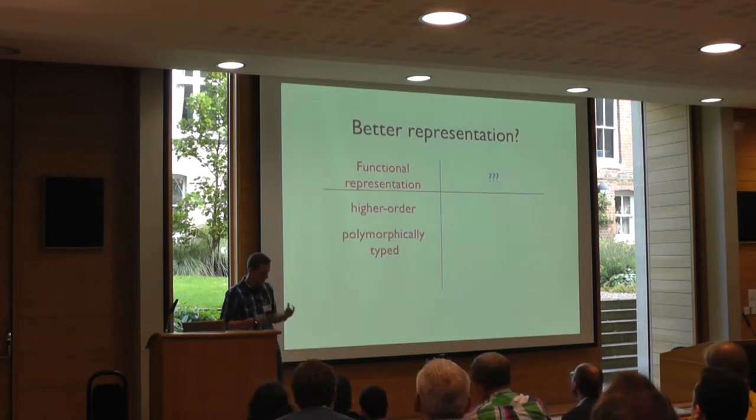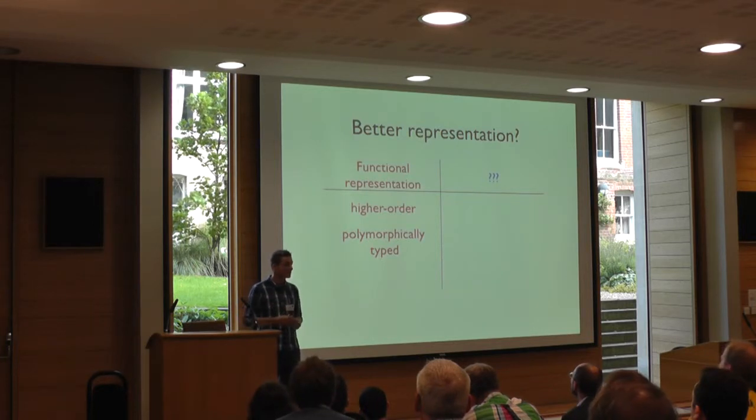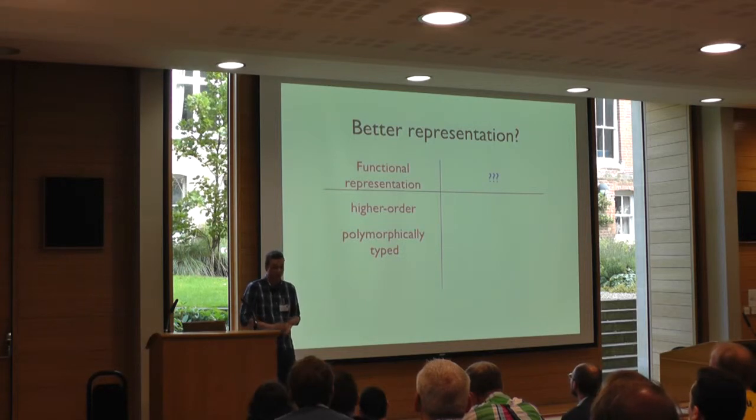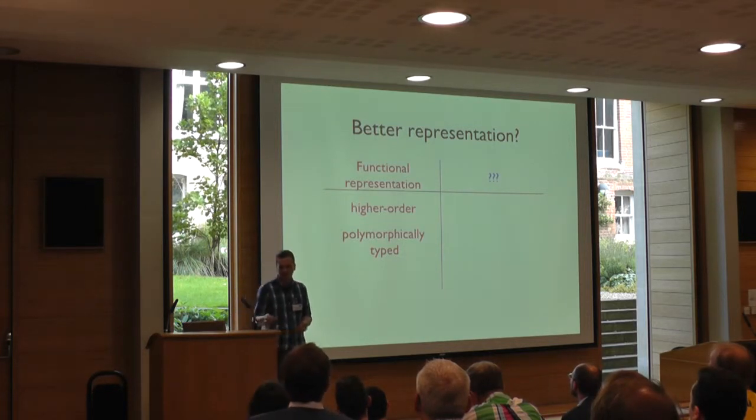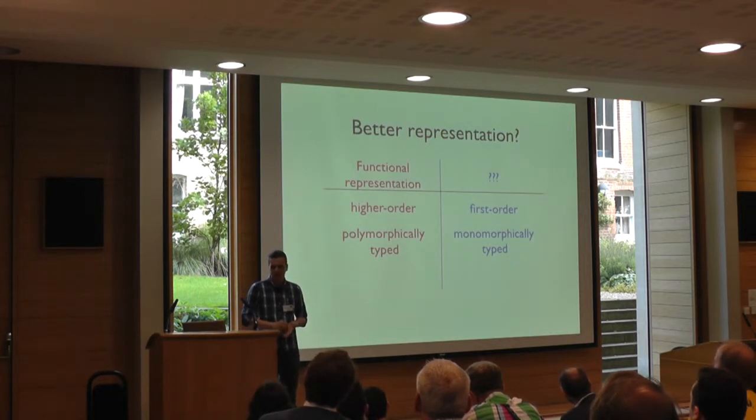If you think back, how do we actually describe our mixins? We've got a functional representation that uses open recursion and monad polymorphism. And these are two bad properties. So what we would like to do is actually replace them by the good properties. So it should be first order and monomorphically typed. So what would be such a representation?